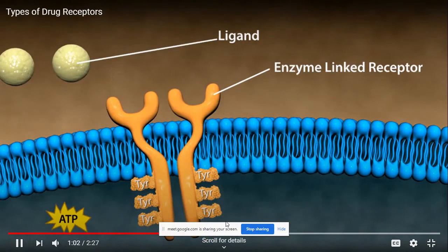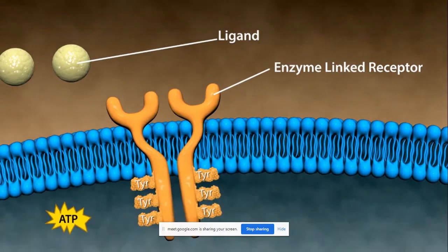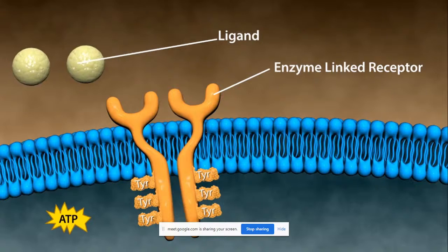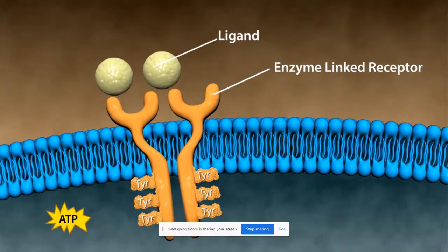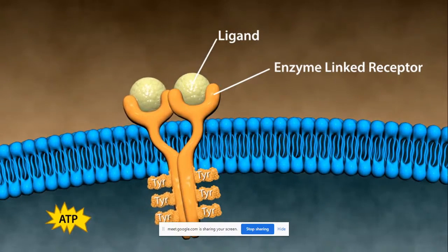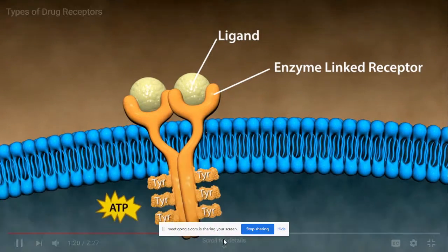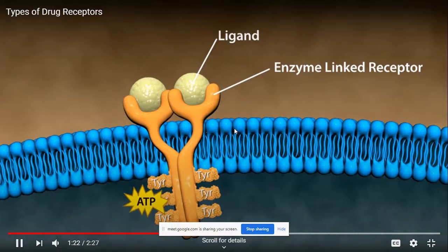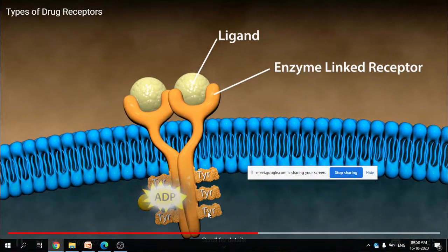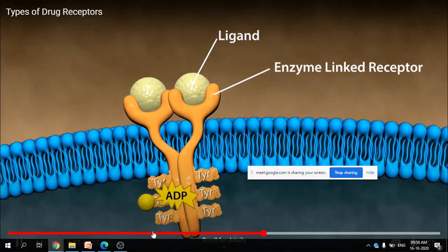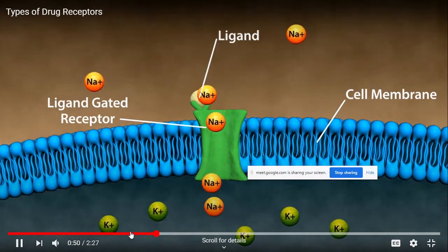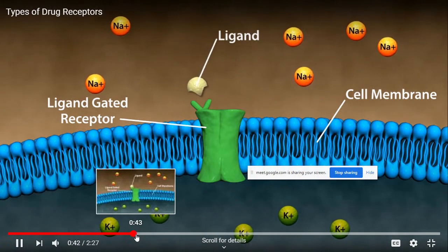In enzyme-linked receptors, the transmembrane proteins of the receptor are enzymes, or closely associated with enzymes. For example, tyrosine kinase receptor. The binding of the ligand induces dimerization of the receptor, which activates its tyrosine kinase activity through autophosphorylation and phosphorylates other intracellular enzymes sequentially.